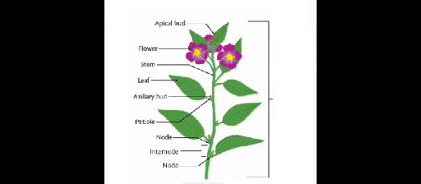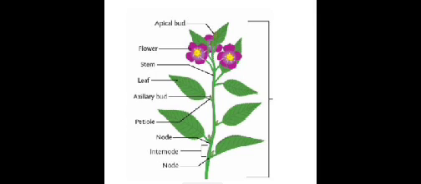Good morning, everyone. Today's video is on the topic of parts of the flowering plants, and we will also discuss the parts of the leaf in detail. So, let's learn about parts of a flowering plant. In this picture, you can see in the diagram that the point where the stem ends is called the apical bud.